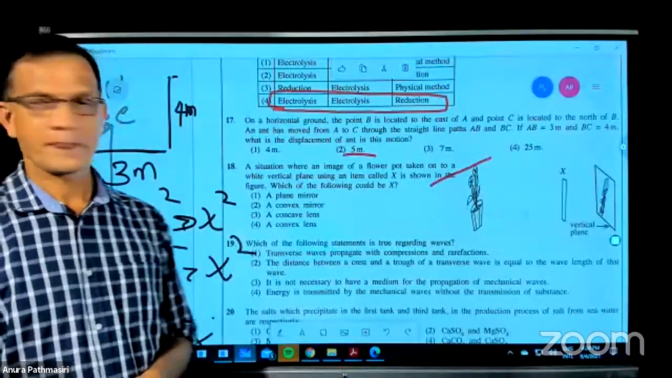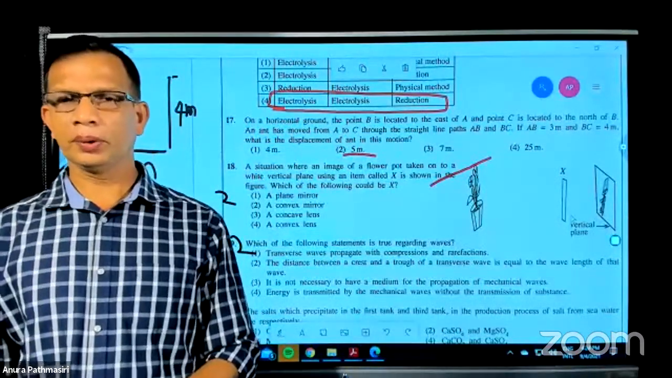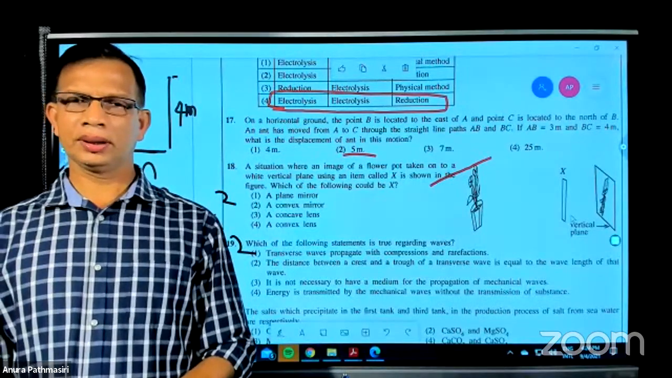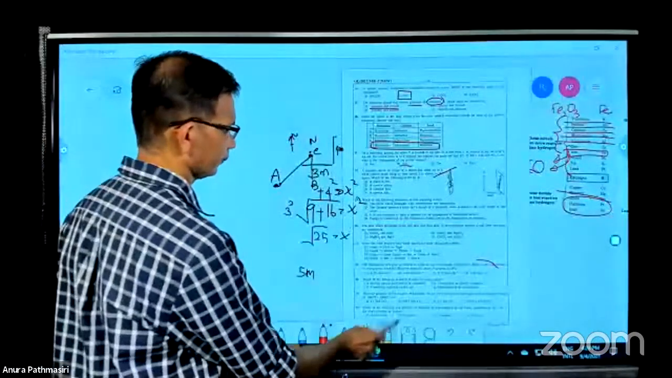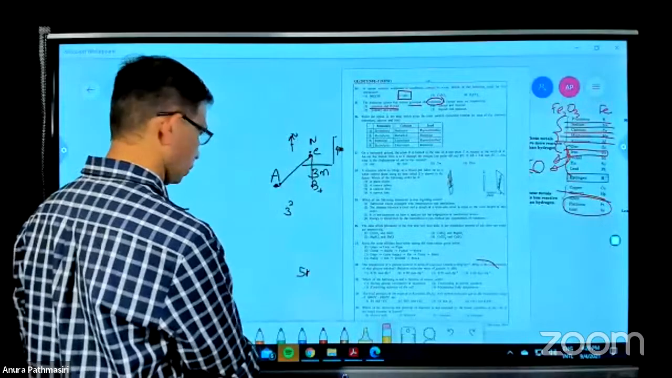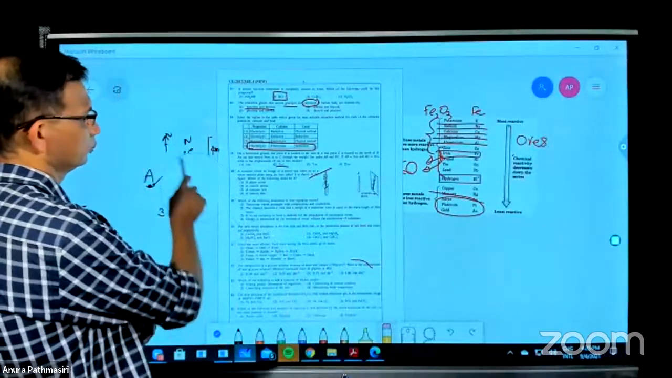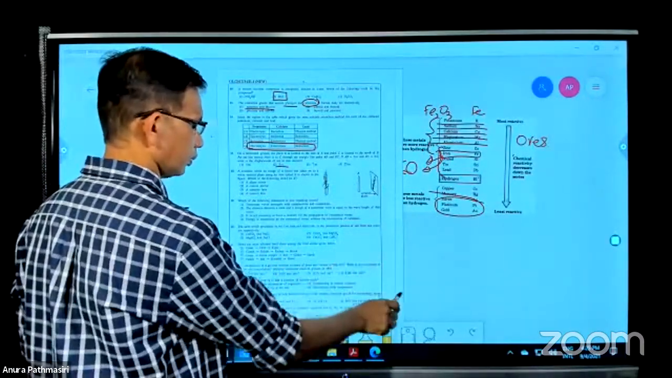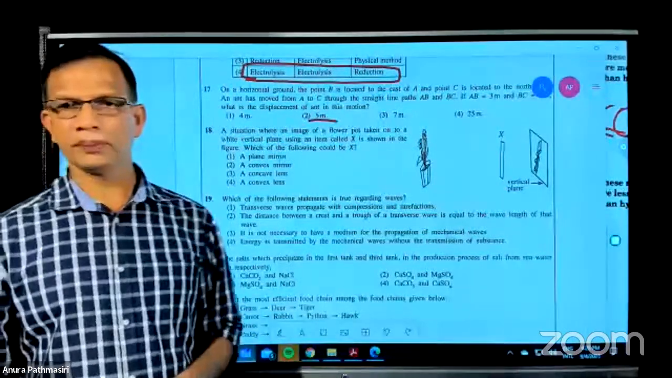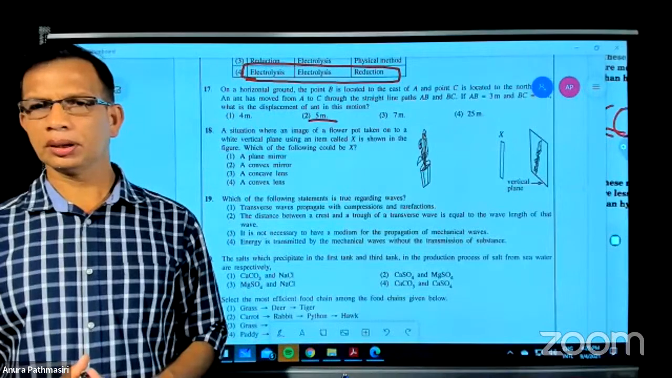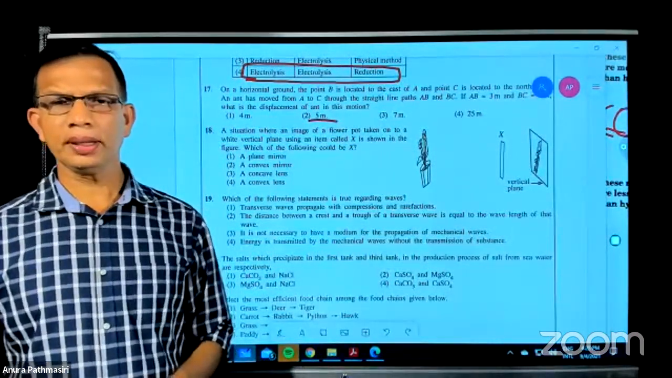Yeah, what's the next one? A situation where an image of a flower pot is taken onto a white vertical plane using an item called X, as shown in the figure. So you want to remove this stuff, and remove them. Then let me know the answer. Which of the following could be X?